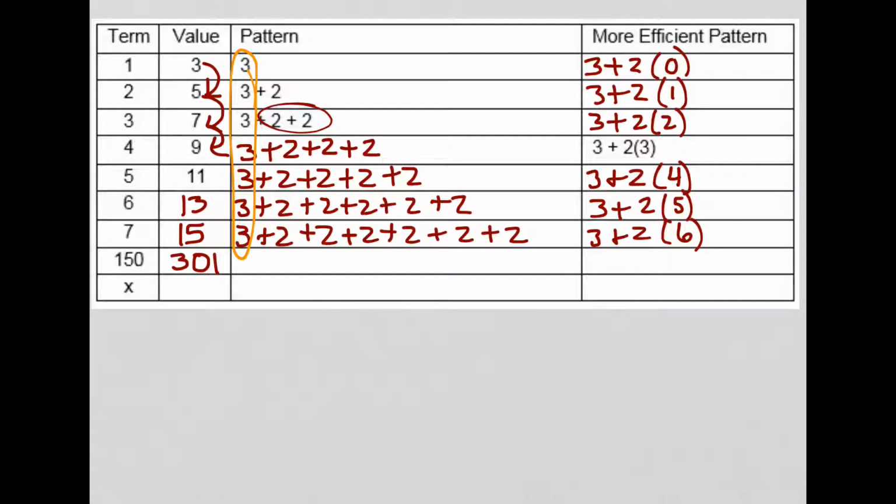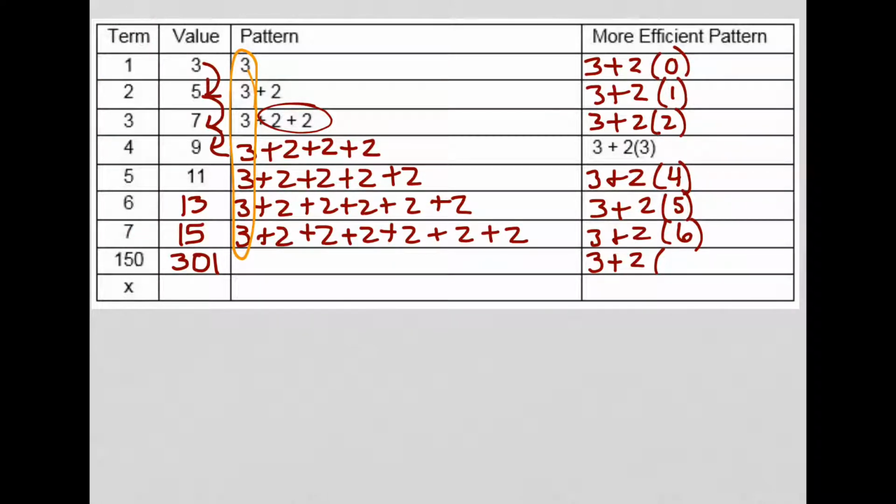Okay. So, still not sure. How's that going to help us get to 301? Well, I'm guessing it's going to be 3 plus 2 times something, right? Because that was the same in all the others. Well, how do I know what goes in those parentheses? Did you see any kind of relationship between what's here, what's on this side, and what is here? Let's see. Not there. There.